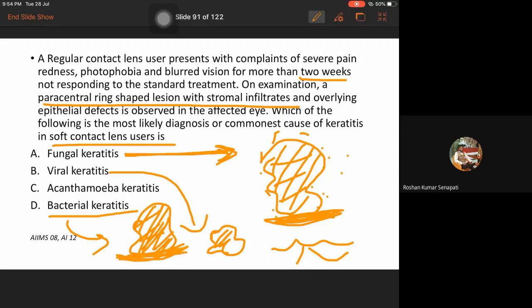So the only option, based on the history, because of 2 weeks, what do you mean by 2 weeks? That means it has an indolent course. That means it has been misdiagnosed. That is also very important. If you take a bacterial infection and give antibiotics, it will respond to the treatment. But if it is more than 2 weeks, it is suggestive of Acanthamoeba keratitis.